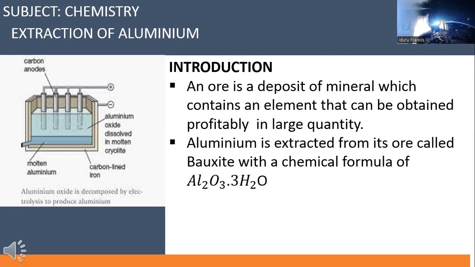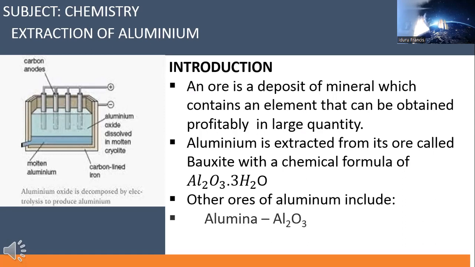Bauxite has a chemical formula of Al2O3.3H2O, hydrated form of aluminum oxide. This bauxite is not pure. And because it's not pure, the first process in the extraction of aluminum is to purify bauxite. When bauxite is purified, what you will obtain is called alumina.